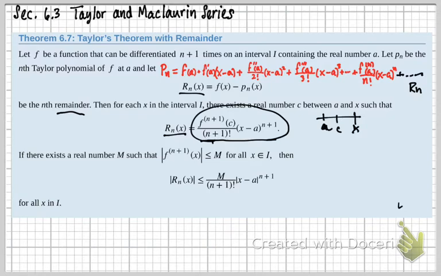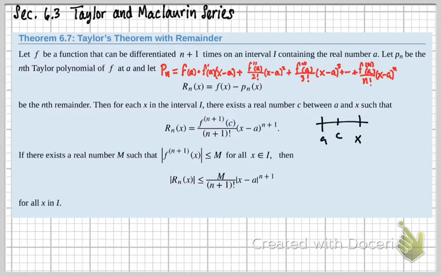So think about this. If I just went one more term, that would be that term. And that's what it's saying, that Rn of x is going to equal that next term, and my c is going to be between the a and the x. Okay, so that's what it's saying. So that's my equality I get, which is nice.